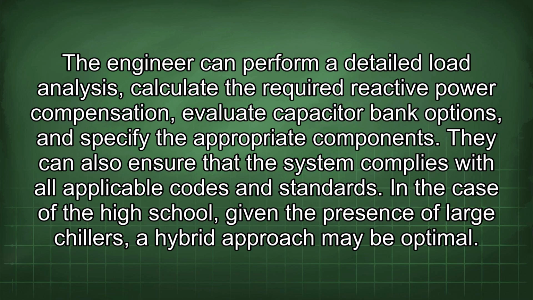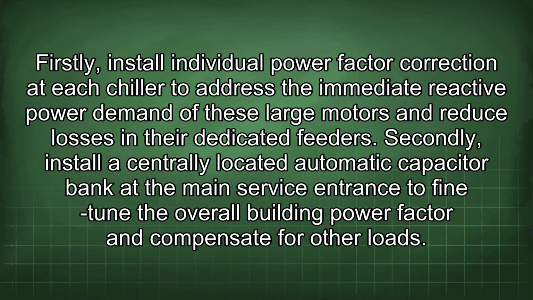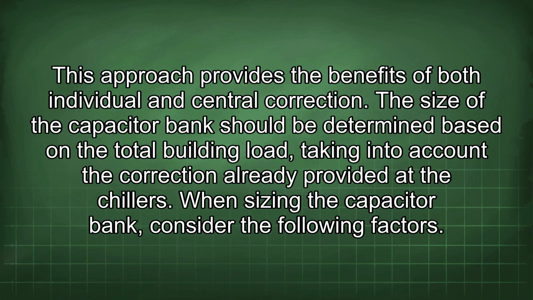In the case of the high school, given the presence of large chillers, a hybrid approach may be optimal. Firstly, install individual power factor correction at each chiller to address the immediate reactive power demand of these large motors and reduce losses in their dedicated feeders. Secondly, install a centrally located automatic capacitor bank at the main service entrance to fine-tune the overall building power factor and compensate for other loads. This approach provides the benefits of both individual and central correction.